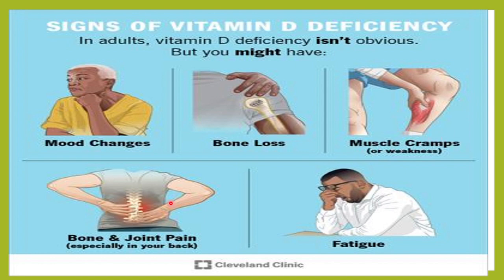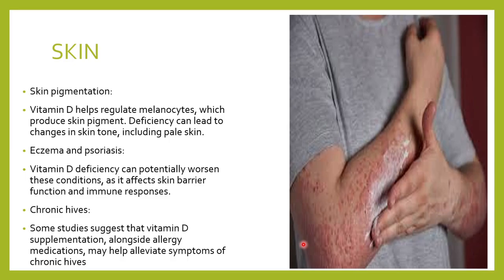He'll have pains. There is pain in the bone, in the joints, in the back, in the knee. Everywhere there will be aches and pains. So these are all because of deficiency of vitamin D. Vitamin D regulates the melanocytes, and melanocytes produce skin pigment. So when there is deficiency of vitamin D, there can be change in the skin tone. The skin might look a little pale.